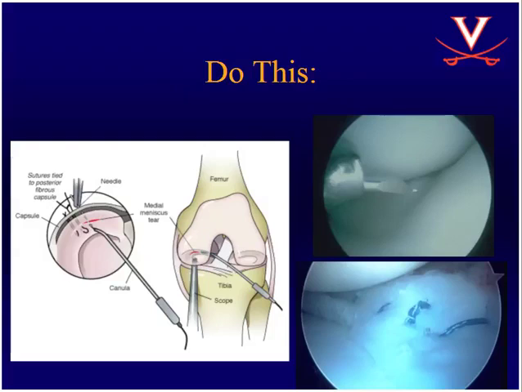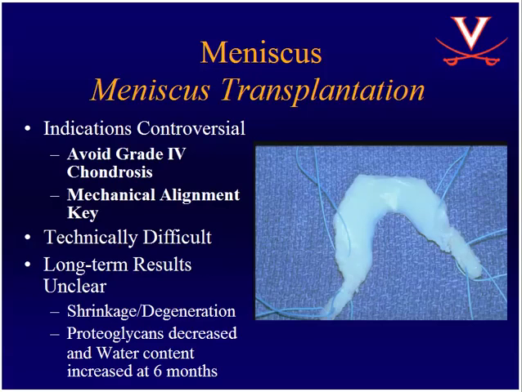Meniscus transplantation: the goal here is to avoid doing this in grade 4 chondrosis because it's going to just scrape away that meniscus. Despite what you heard in some of the recent podium presentations, for your boards, do not put meniscus transplants in grade 4 chondrosis. It'll fail. The other thing to recognize with meniscus transplant or cartilage procedures is to try to make sure your mechanical alignment is corrected before you go do these soft tissue procedures.